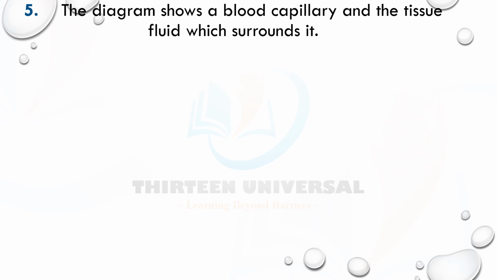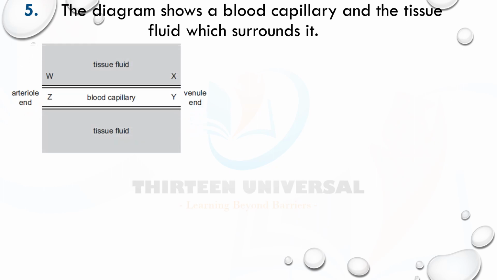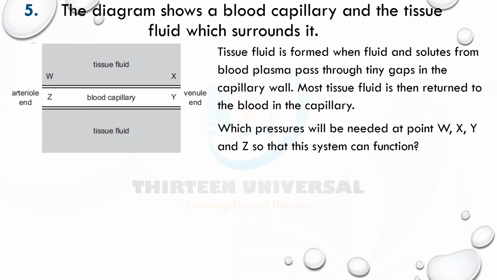The diagram shows number 5. The diagram shows a blood capillary and the tissue fluid which surrounds it. Look at it, guys. I want you to try this question. The tissue fluid is formed when blood and solutes from blood plasma pass through tiny gaps in the capillary wall. Most tissue fluid is then returned to the blood in the capillary. Which pressures will be needed at points W, X, Y, and Z so that this system can function?